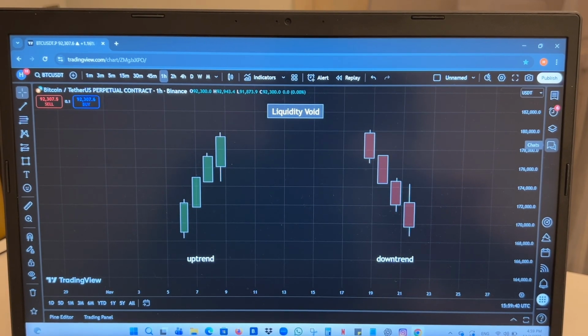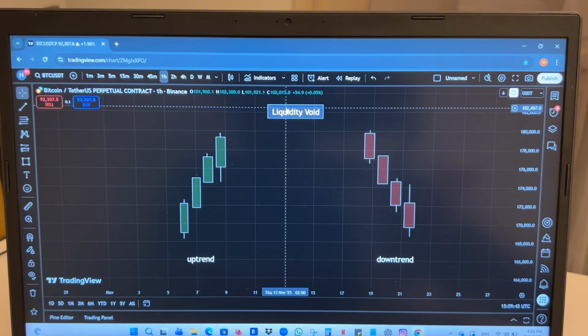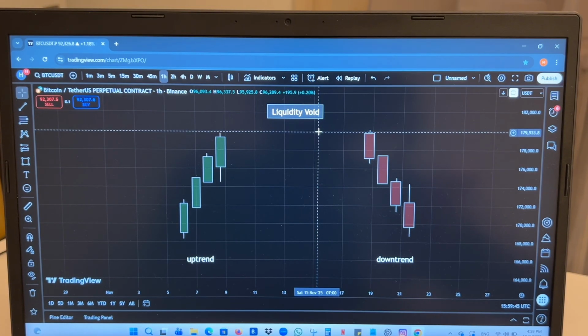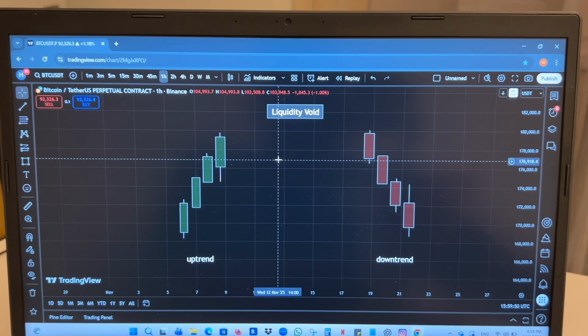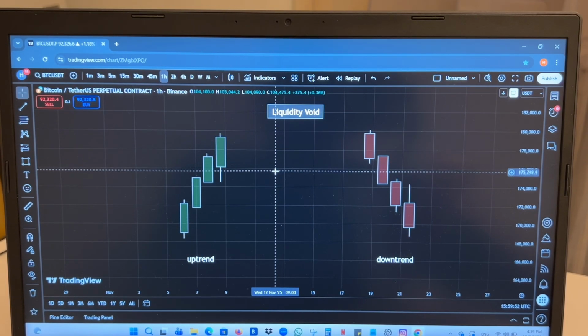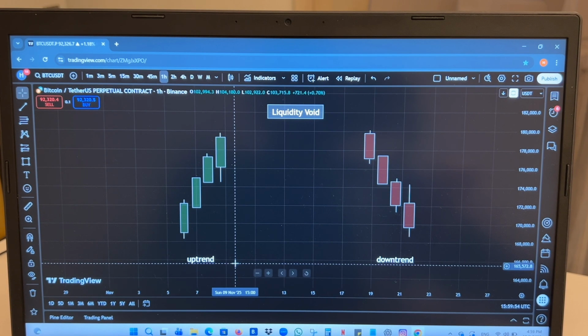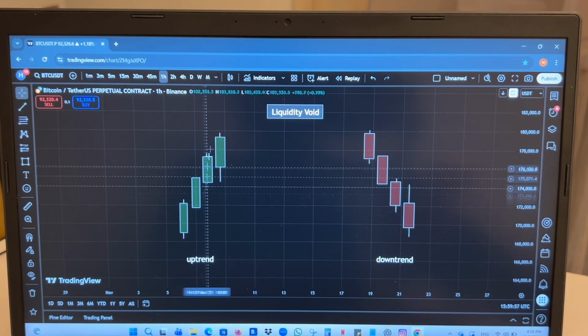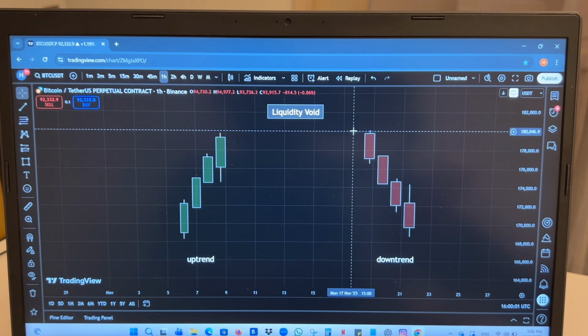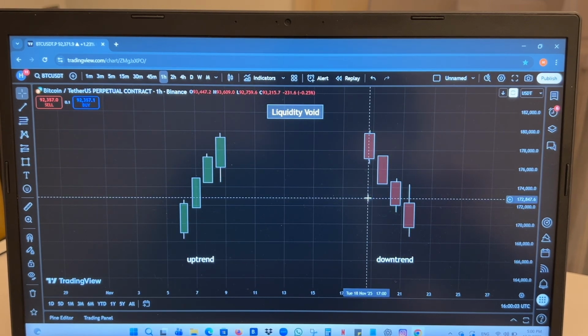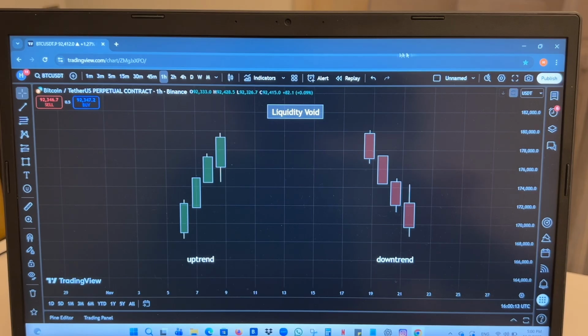Let's start with the foundation. The first one is gonna be liquidity voids. In a trend, either uptrend or downtrend, you will sometimes see the market create a straight sequence of candles all in the same direction. So in an uptrend, it's going to be a set of green candles, or in a downtrend, it's going to be a set of red candles. Whenever we see a set of three or more candles moving in one direction without meaningful pullbacks, that is going to be a liquidity void.